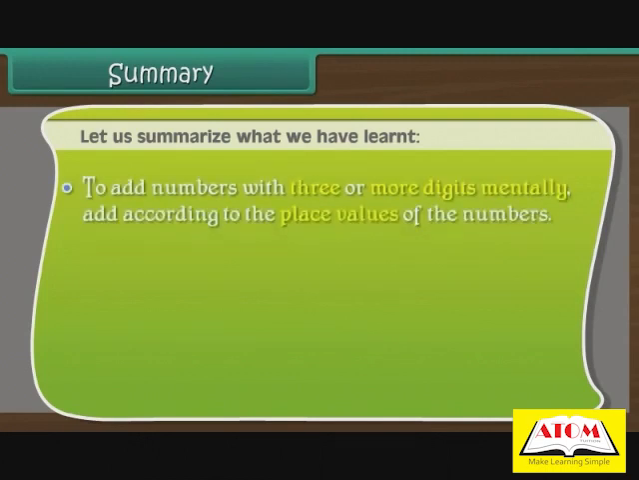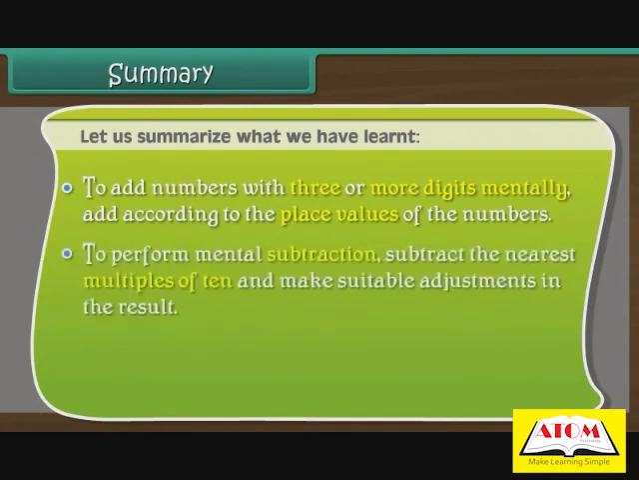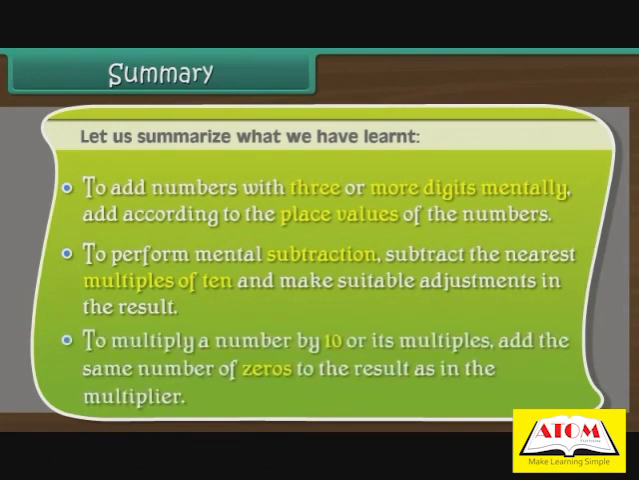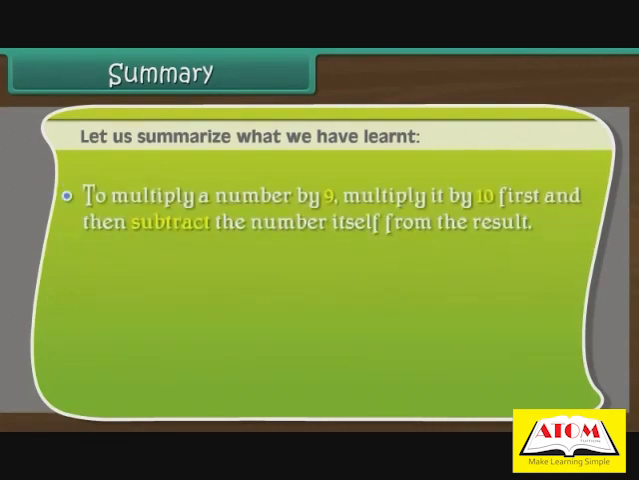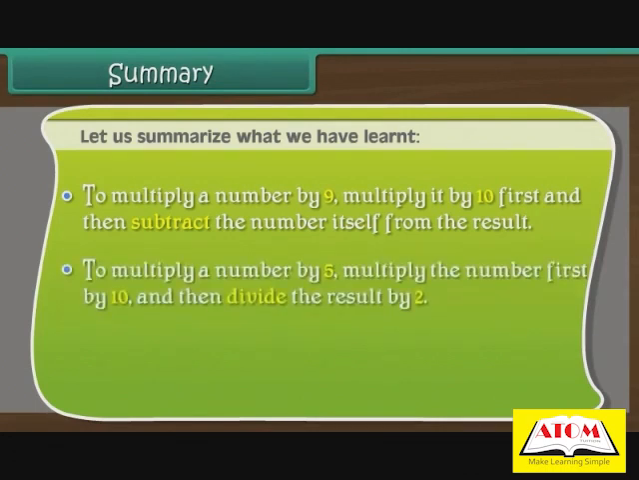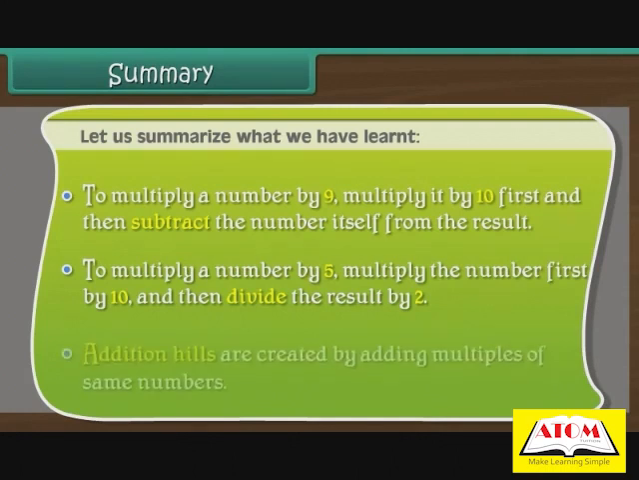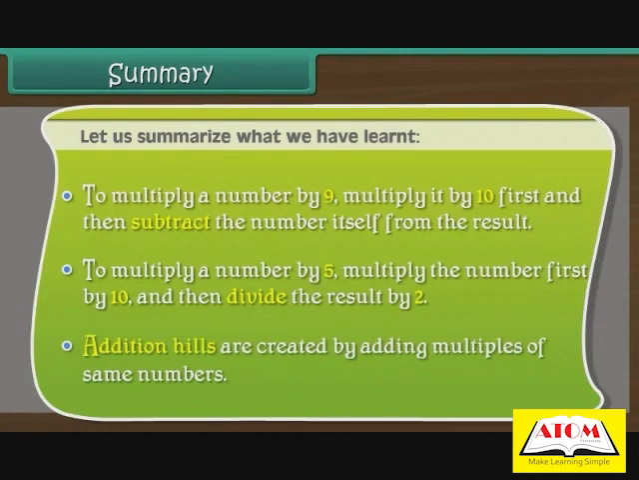To add numbers with 3 or more digits mentally, add according to the place values of the numbers. To perform mental subtraction, subtract the nearest multiples of 10 and make suitable adjustments in the result. To multiply a number by 10 or its multiples, add the same number of zeros to the result as in the multiplier. To multiply a number by 9, multiply it by 10 first and then subtract the number itself from the result. To multiply a number by 5, multiply the number first by 10 and then divide the result by 2. Addition hills are created by adding multiples of same numbers.